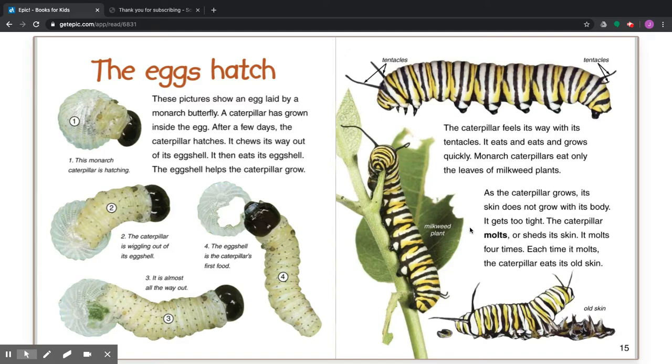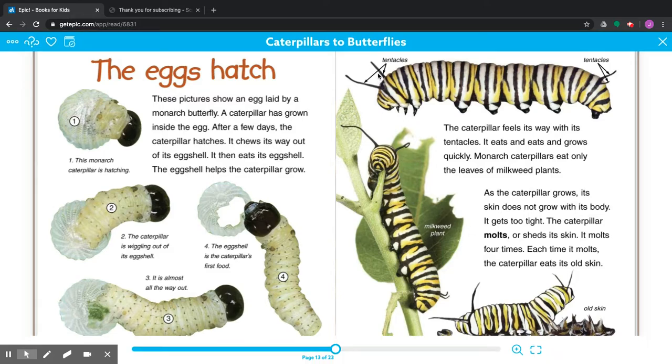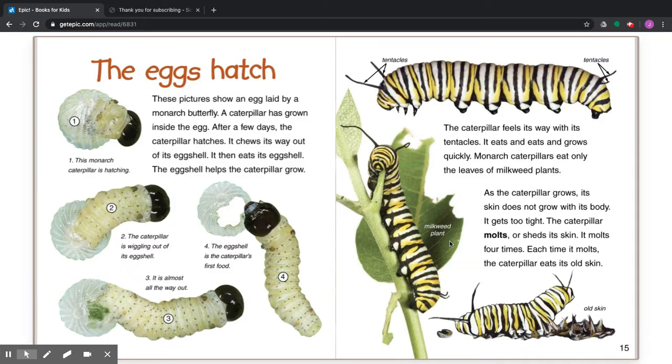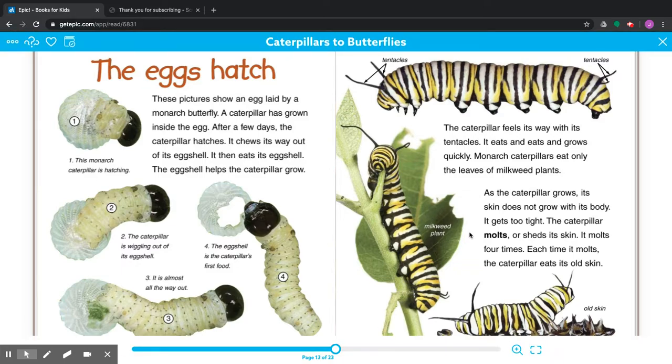That is different. Okay, so up here we have a label. It shows us the tentacles on the caterpillar. And then it shows us a label here that tells us what the plant is. So this plant is a milkweed plant.